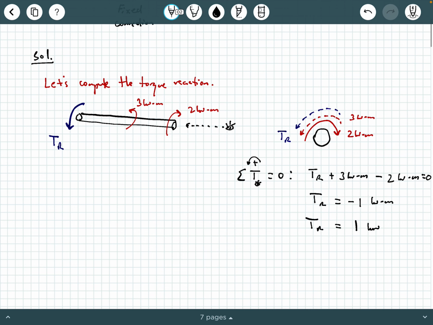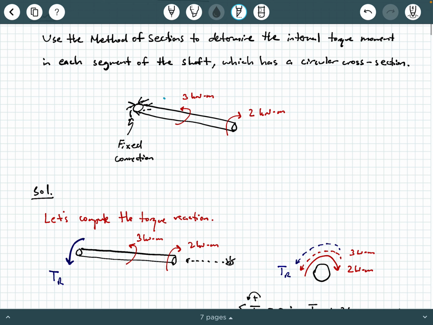That means you've got a reaction of 1 kilonewton meter going the opposite direction of what we assumed in this free body diagram, where, based on this viewpoint, we assumed T sub r was going counterclockwise. So it's really reacting as 1 kilonewton meter going clockwise. Now, that's the torque reaction. Do we really need it to solve the problem that was asked of us? The answer is really no. With method of sections, you make a cut section through a segment and you look at one side of that cut section or the other.